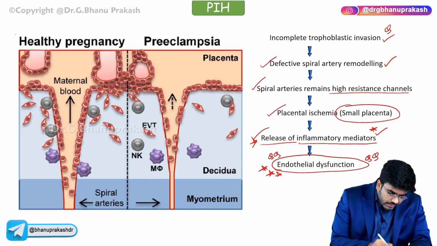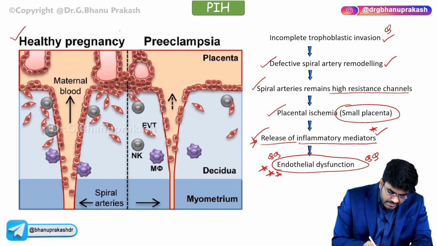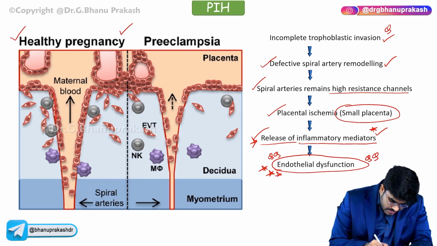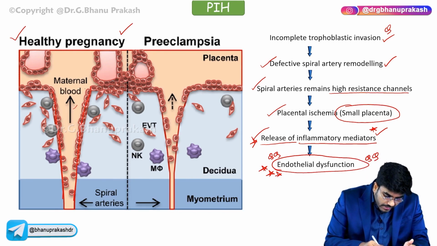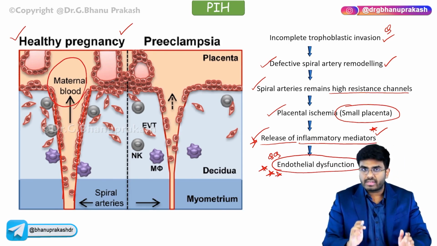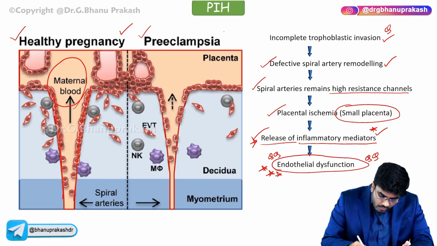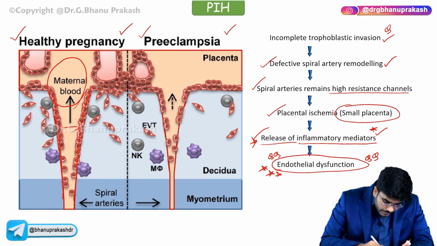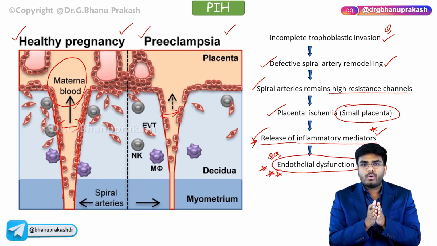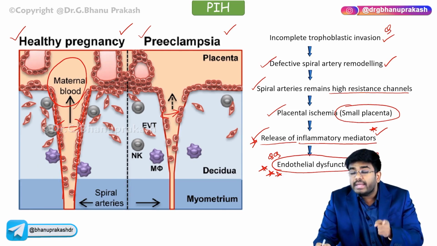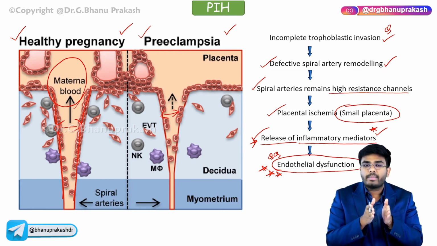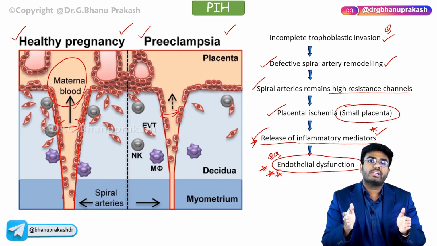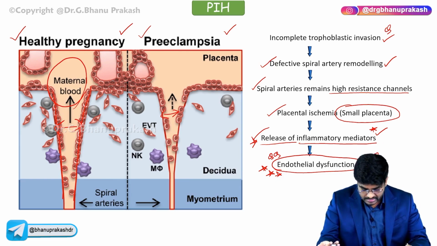Now, what exactly you are seeing in this image is, in a healthy pregnancy, this is the spiral arteriole. This spiral arteriole is more widened so that more maternal blood is coming into the intervillous space. But in preeclampsia, when compared to here, the blood vessels, the spiral arterioles, are much narrower. Why? There is incomplete trophoblastic invasion. Because of that, the vessels still remain as high resistant channels. They are not converted into low resistant blood vessels.